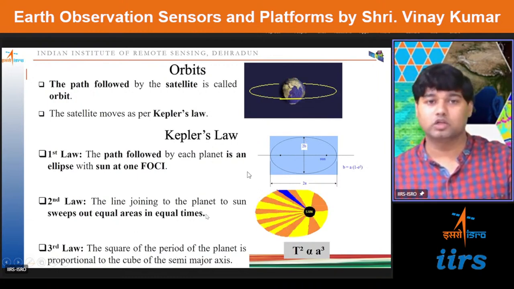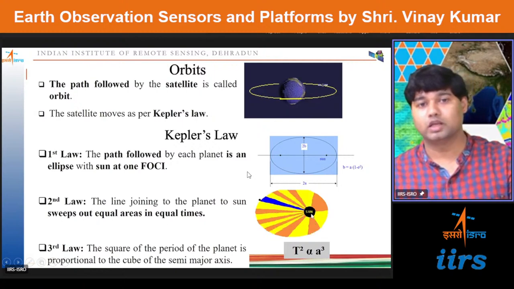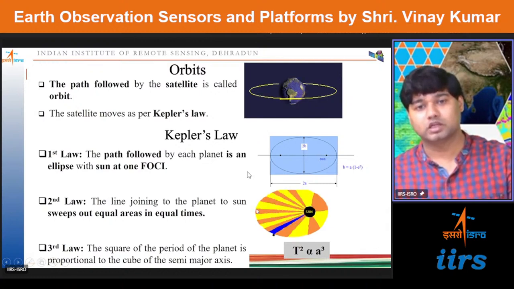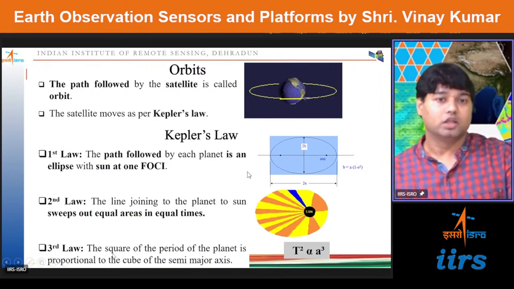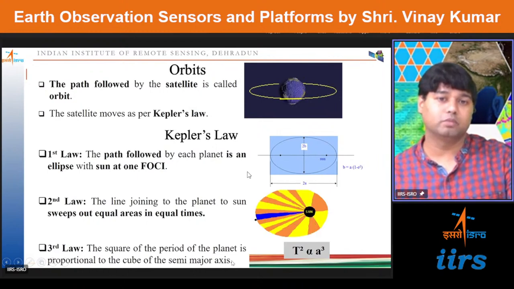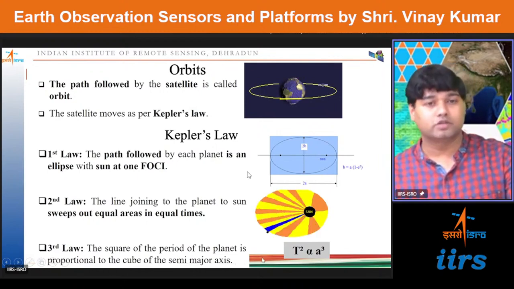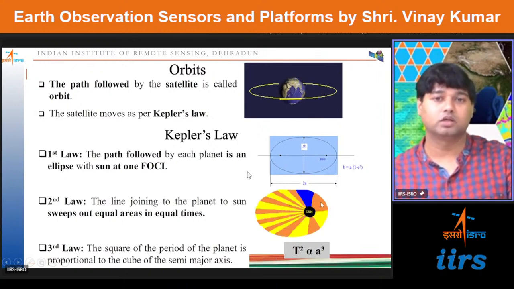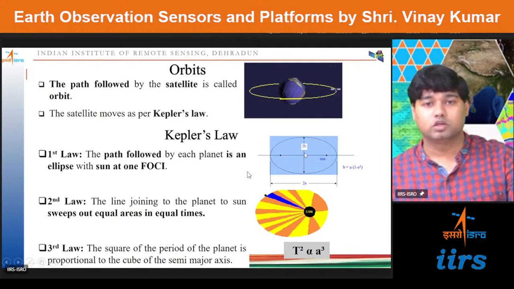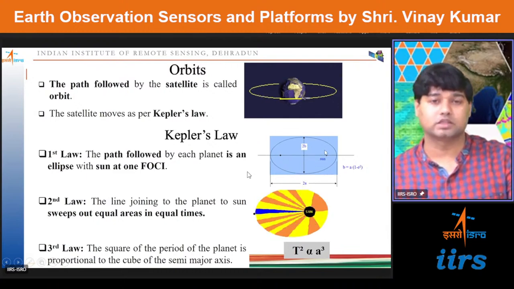The second law is the line joining the planet to the sun sweeps out equal area in equal time. So here suppose this is A1, this is A2. If it takes T1 time and T2 time, then this ratio is going to be constant. Then the square of the period of the planet is proportional to the cube of the semi-major axis. That means if it takes time T to complete one orbital revolution, the square of that time period is proportional to the cube of the semi-major axis.